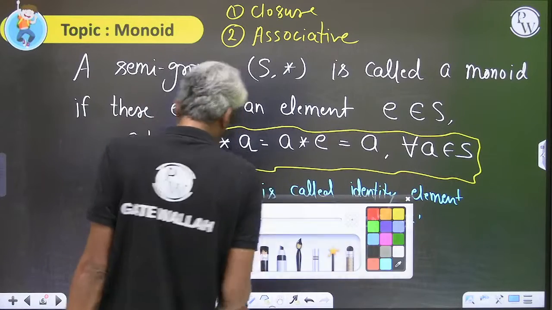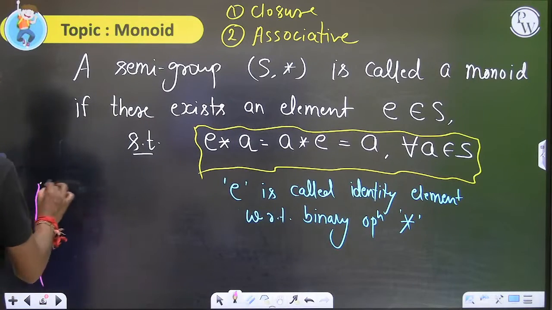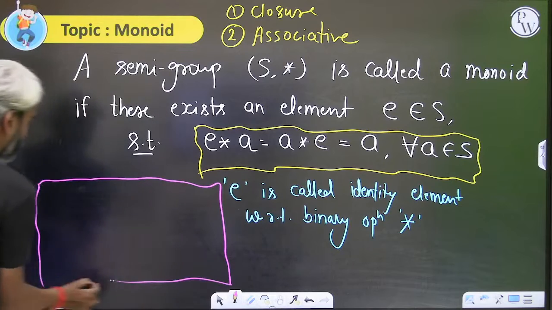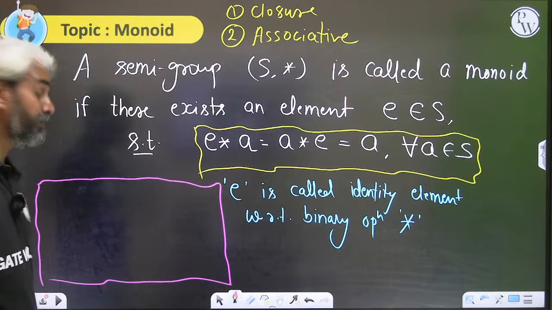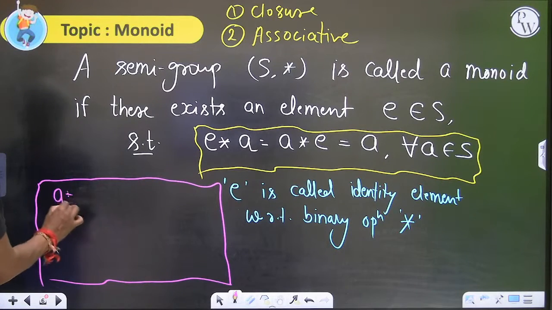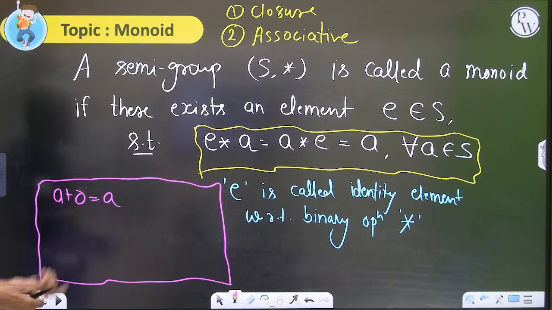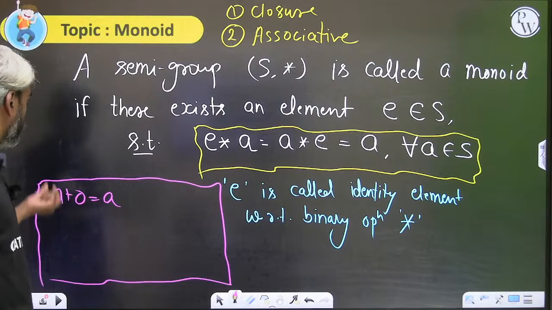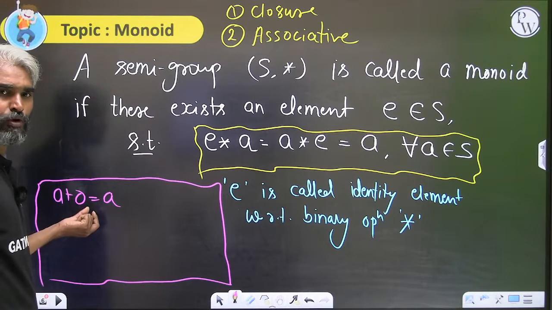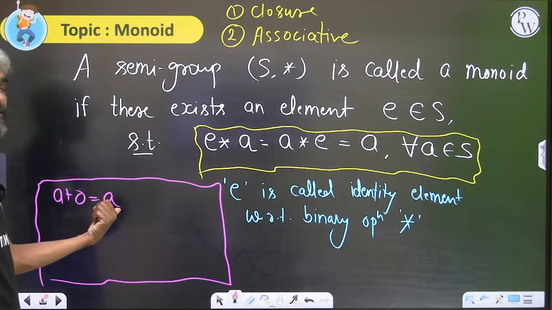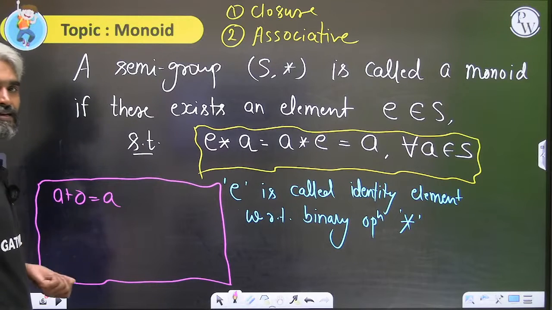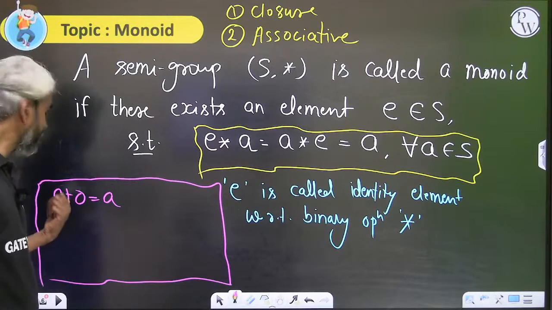Now please try to understand. We already know, sir, if the operation is addition, what will be the identity element? If you have any element A, if you add 0 with that, you will get A only. Therefore, 0 is the identity element with respect to addition. With whatever element, if you add 0, the result will be that element A only.